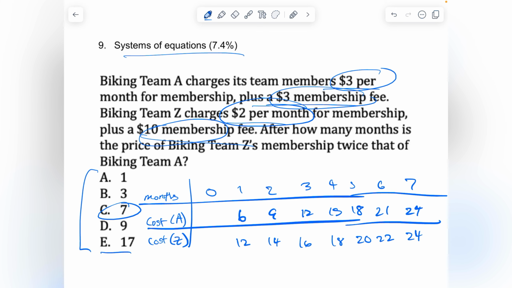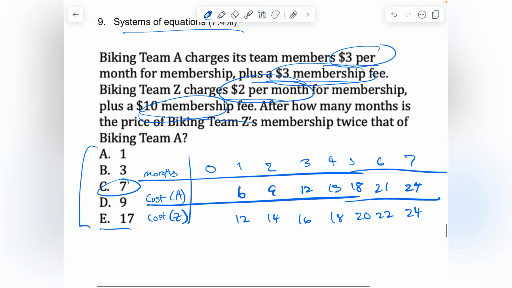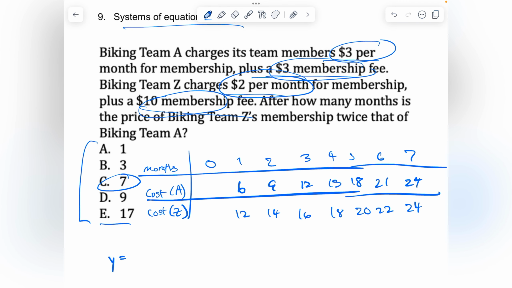But let's say it's a case where the numbers are way too far out and tabling it is just not possible. You're going to need to make a formula out of these. So when you see constant rates and a cost that's made up of a constant rate and a base value, your y equals mx plus b formula is going to be your best friend, where m is the rate and b is the base value. In this case, your base value is your membership fee, and your rate is your monthly fee. Right? There's a base fee of $3 plus a monthly fee of $3.